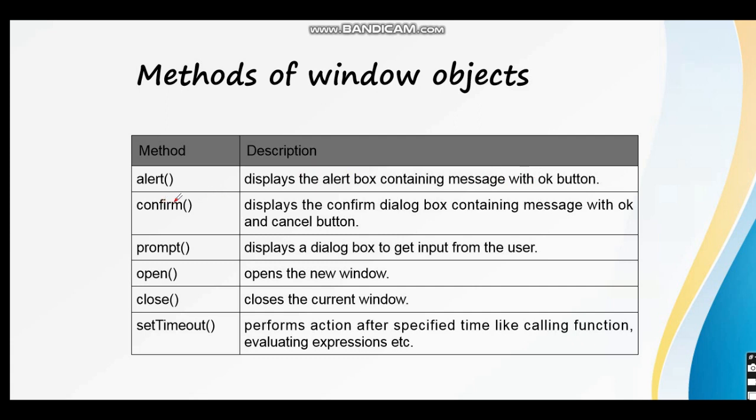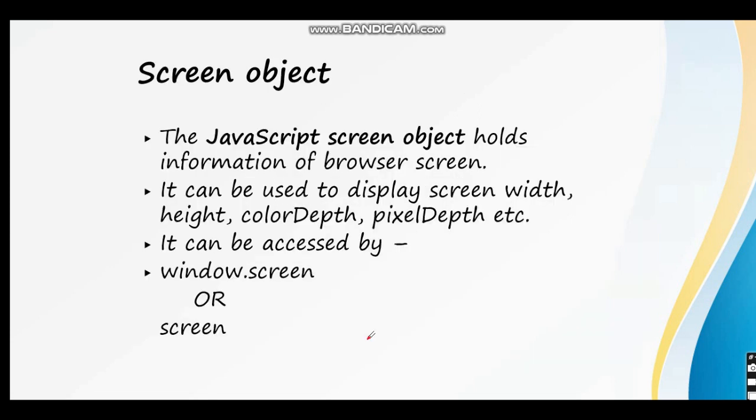And if I say confirm method, then this displays a confirm dialog box containing a message with OK and Cancel buttons. Then prompt displays a dialog box to get input from the user. Open opens a new window. Close closes the current window. Set timeout performs an action after a specified time, like calling a function, evaluating an expression, and so on.